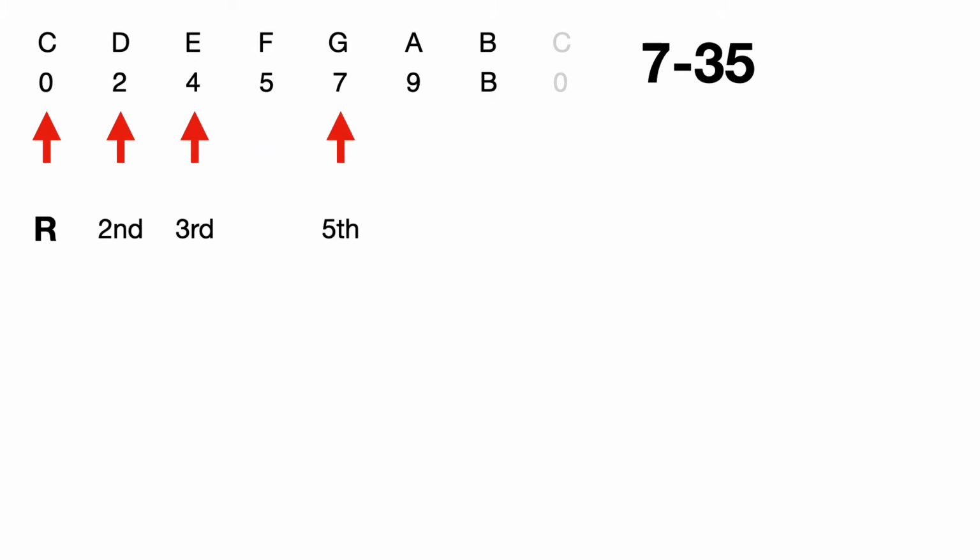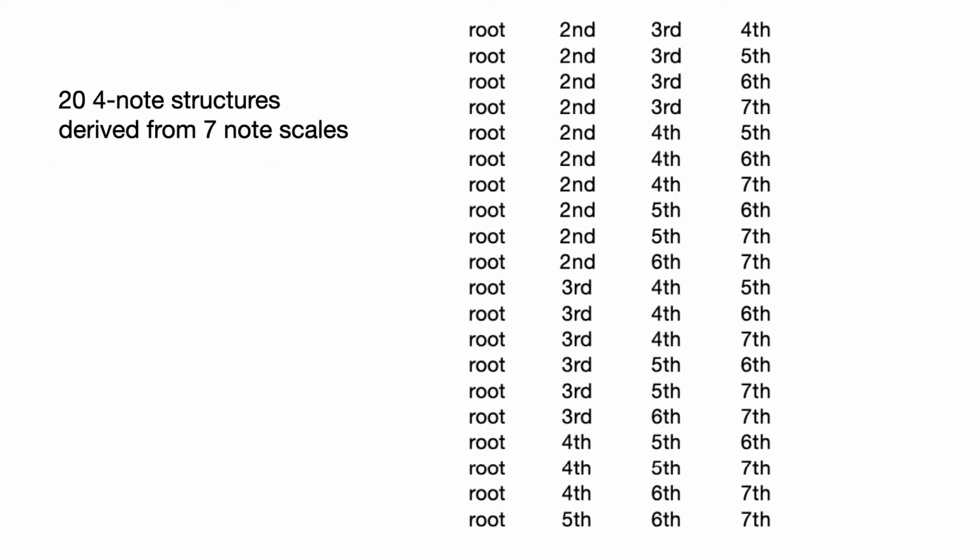So we can then move and see that there's a 4-note chord with the root, the second, the third, and the 5th note, and the 6th note, and the 7th note. And then we can move on and say, okay, the root, the 3rd note, the 4th note, the 5th note, and so on. So just mathematically, we can derive all of these different permutations of these various 4-note chords, all based on the root of C. And so there turn out to be 20 4-note structures derived from the 7 notes of the scale.